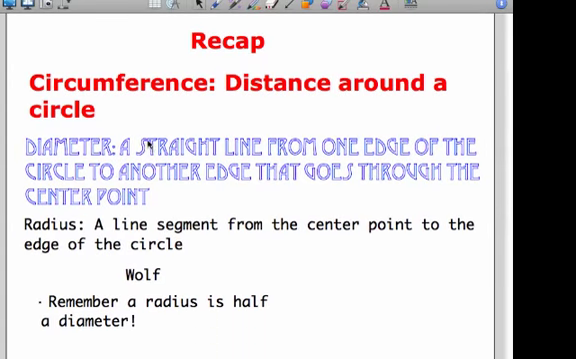Diameter is a straight line from one edge of the circle to another edge that goes through the center point. Radius is a line segment from the center point to the edge of the circle. And then a watch out to remember, a radius is half a diameter.